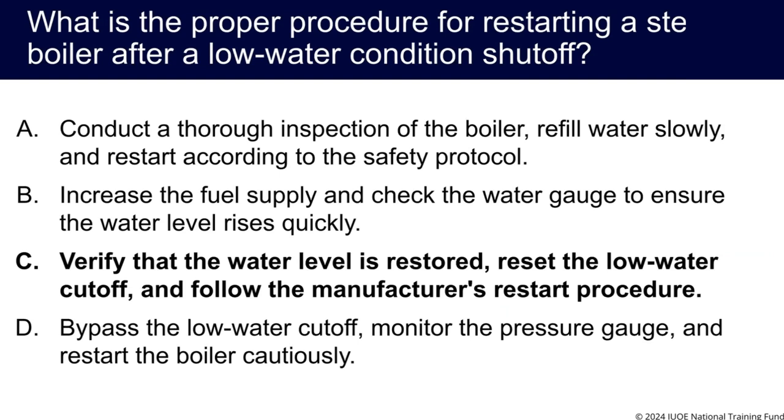B goes through checking the fuel supply and the water gauge, so it's kind of close. And then the last one is bypass and monitor the gauges. So all of the answers sound pretty correct. They all sound like they could be feasible answer choices. And so it's going to cause your student to think through the process a little bit more in depth.